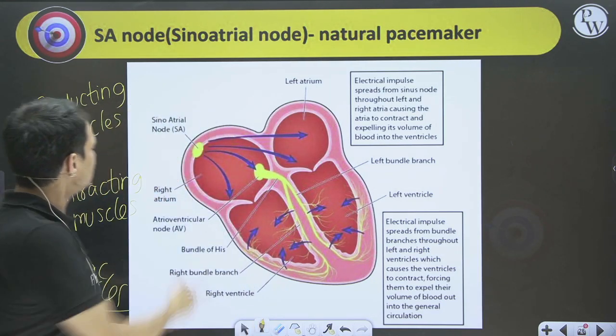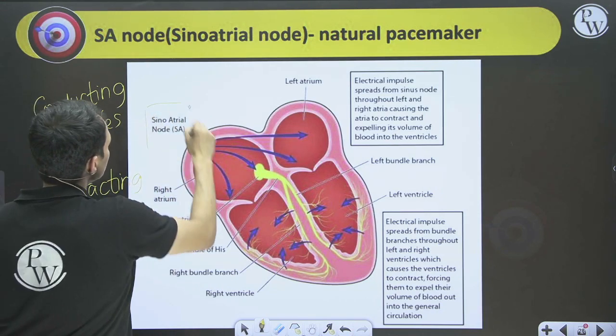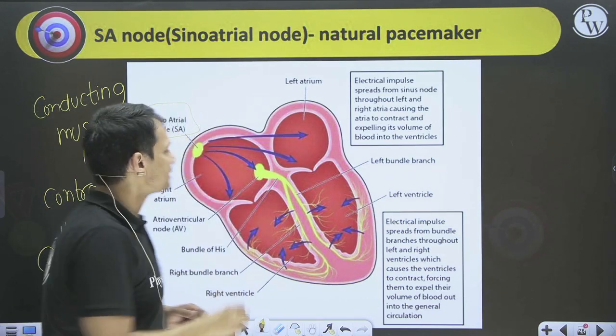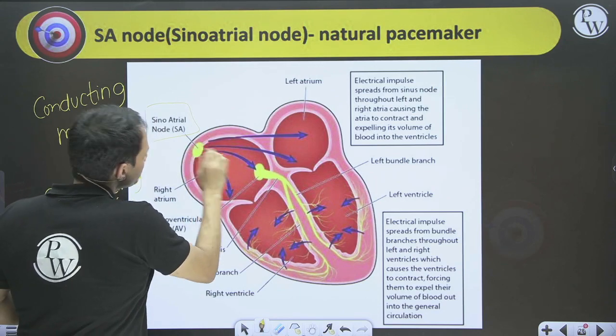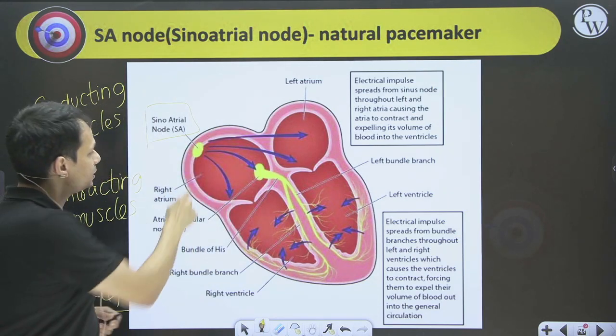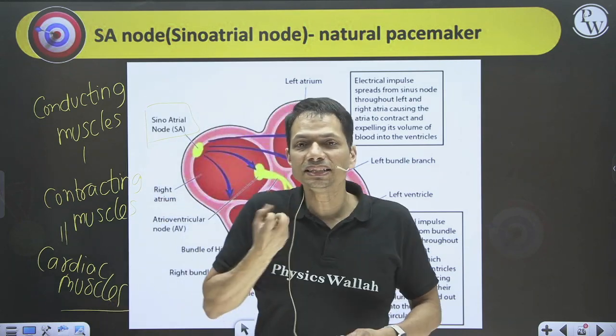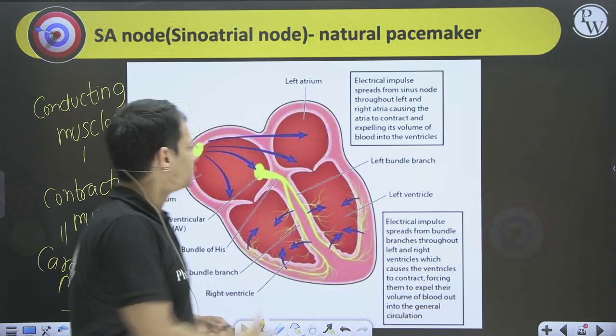So conducting muscles are the sinoatrial node, which is present at the tip of the right atria. You see, this is called a conducting muscle. Conducting means it can generate electricity, right? It's called the sinoatrial node.